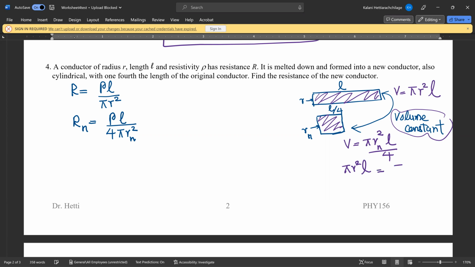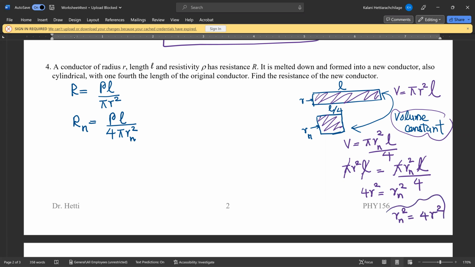So let's write them down, make them equal, and find the connection. Pi R squared L equals pi R new squared L over 4. As soon as you write this, L cancels out, pi cancels out, right? If I cross multiply, I can write 4 R squared equals R new squared. Is that what I need? Yes, because I need R new squared in there. R new squared equals 4 times R squared.